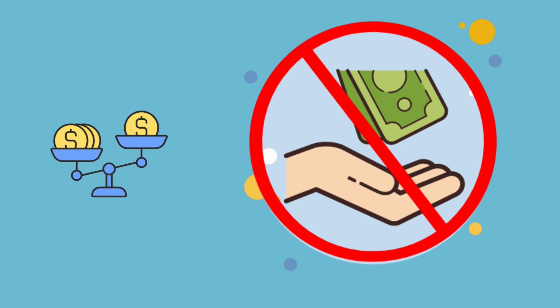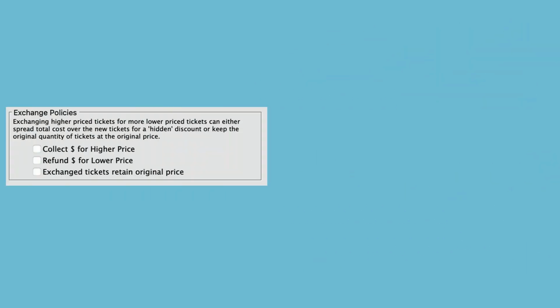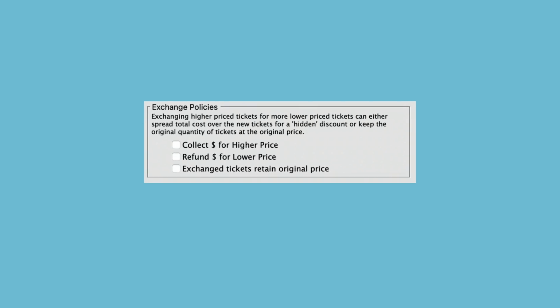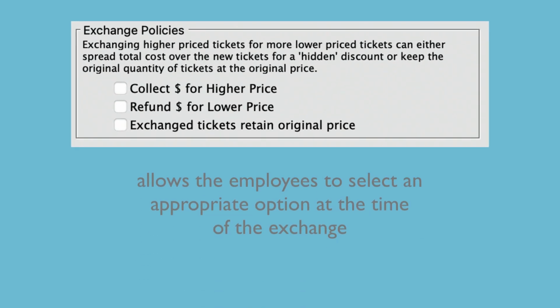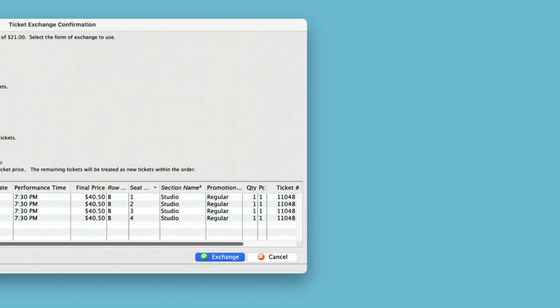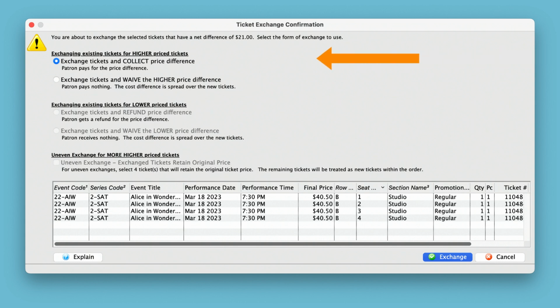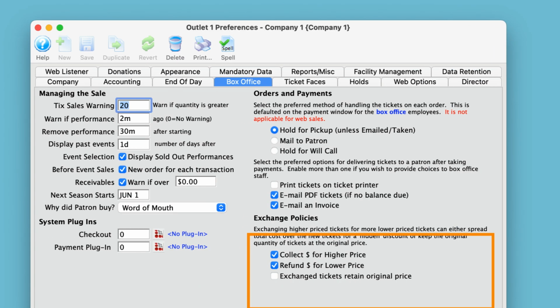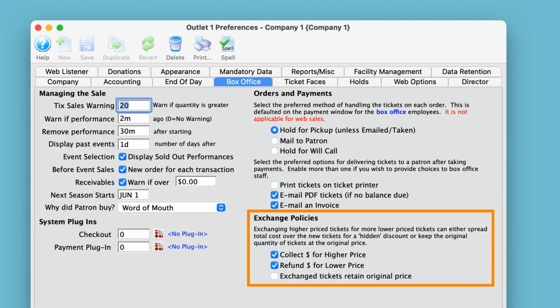Another option is to select none of the checkboxes, which allows the employees to select an appropriate option at the time of the exchange, providing an added degree of flexibility for the box office team. Whatever options an organization selects here will affect the exchange confirmation window's default behavior. Of course, users can always change the default during the exchange to suit a particular patron or situation. This feature is simply another tool the system offers to connect the behavior of the software to your organization's exchange policies.